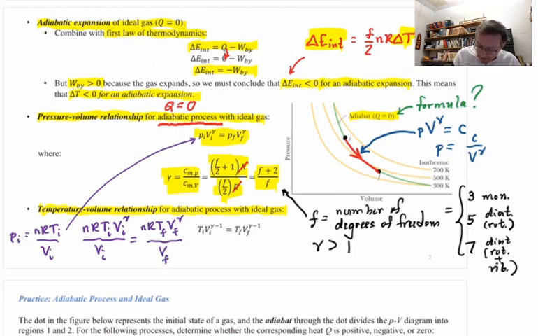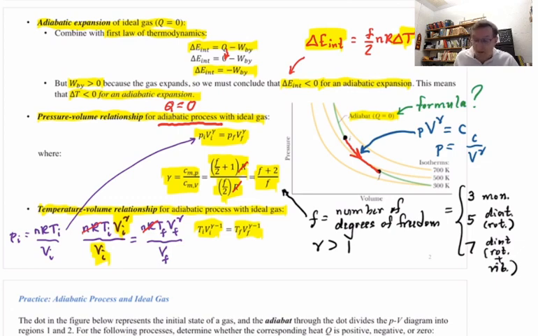Then cancel the R and the T, and then note on the left that you have V initial to the gamma upstairs and V initial to the 1 power downstairs. Those can be combined to have V initial to the gamma minus 1 power upstairs. That's this. And then on the right-hand side, you'll have T final times V final to the gamma minus 1.